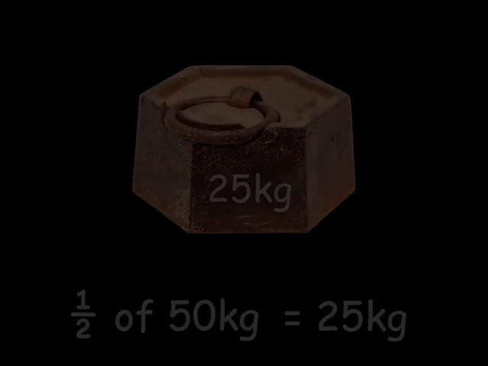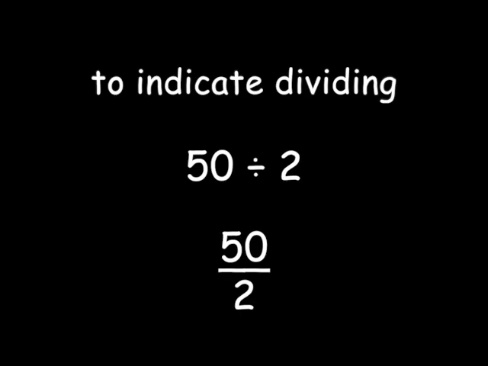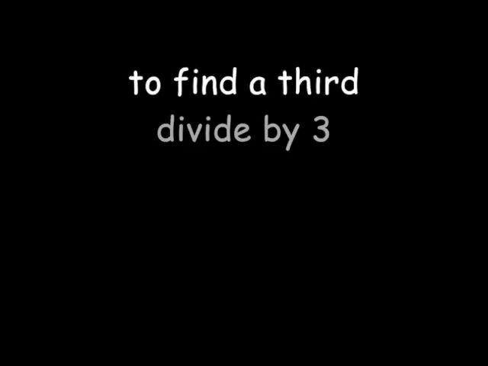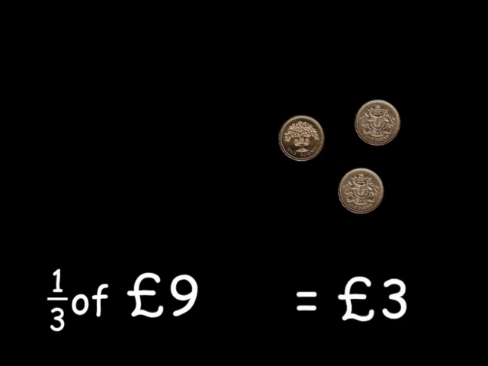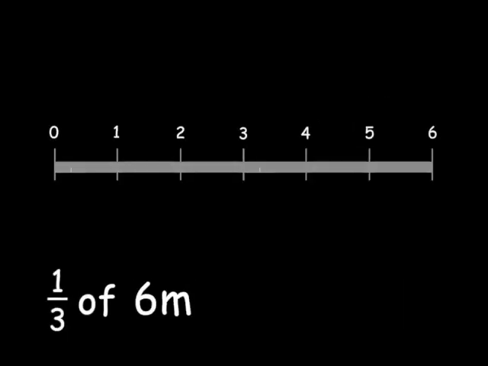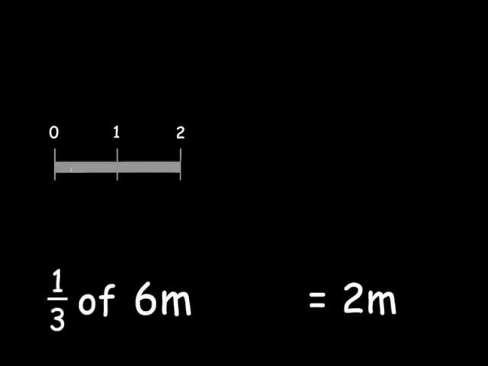Note that to indicate dividing, you can either use the conventional dividing sign, 50 divided by 2, or you can show it as a fraction, 50 over 2. To find a third of something, you divide by 3. So a third of £9 is £3. Or with length, a third of 6 metres is 2 metres.